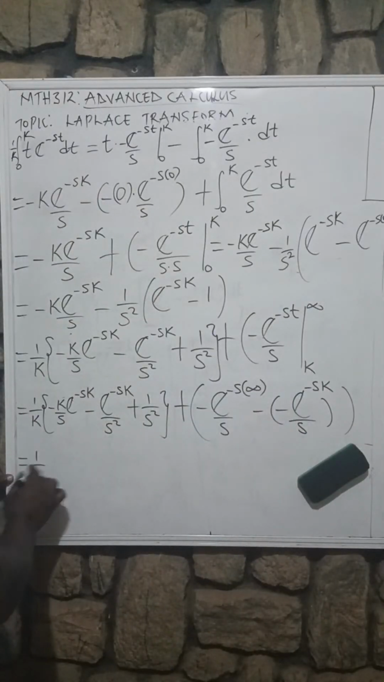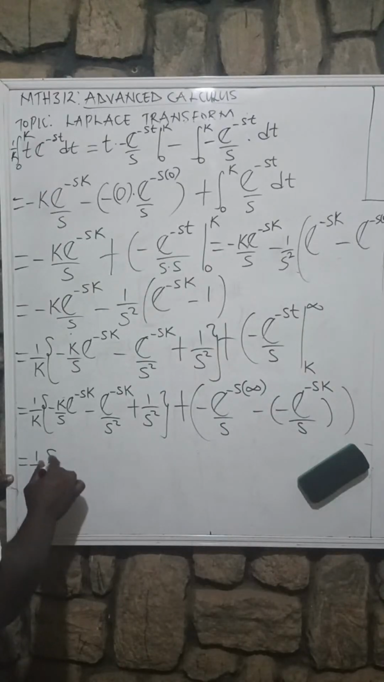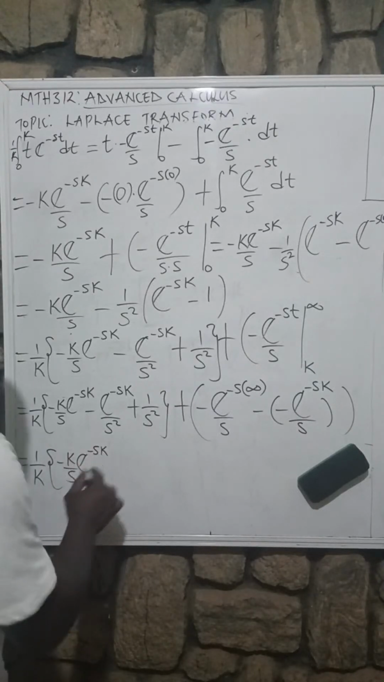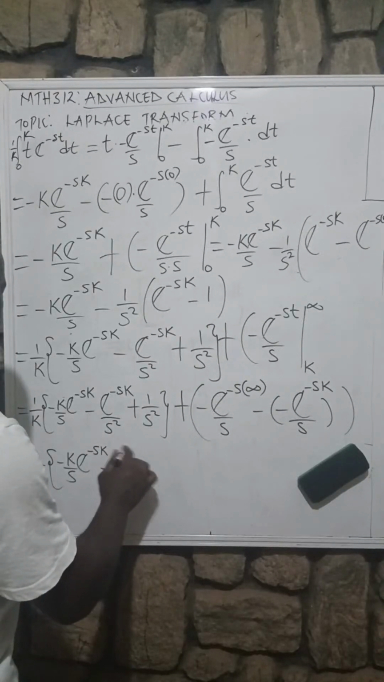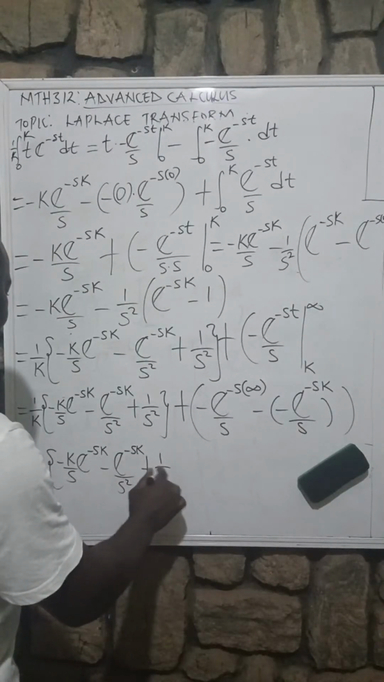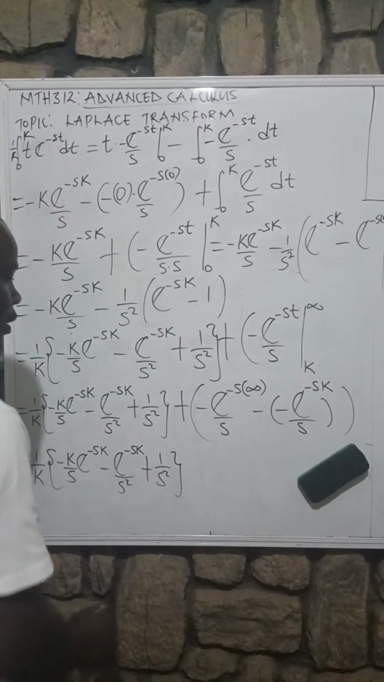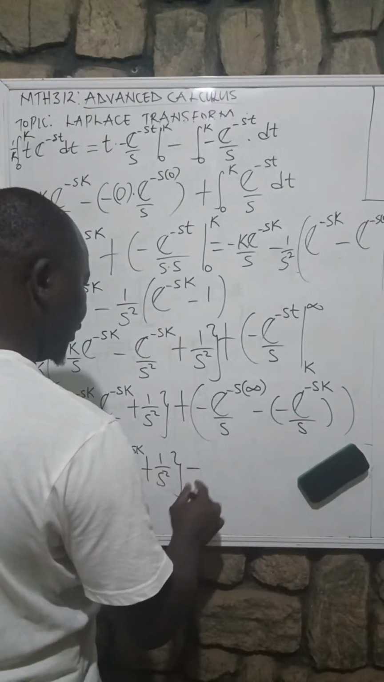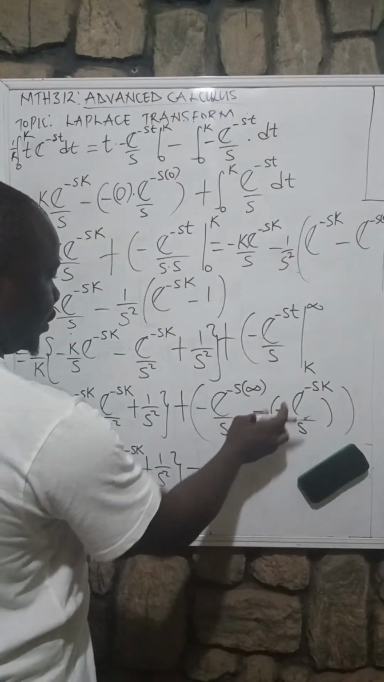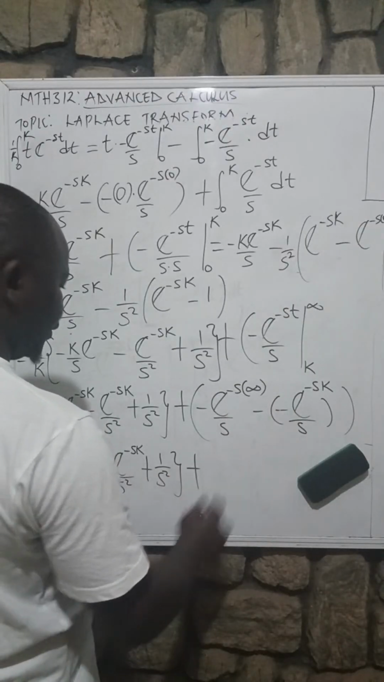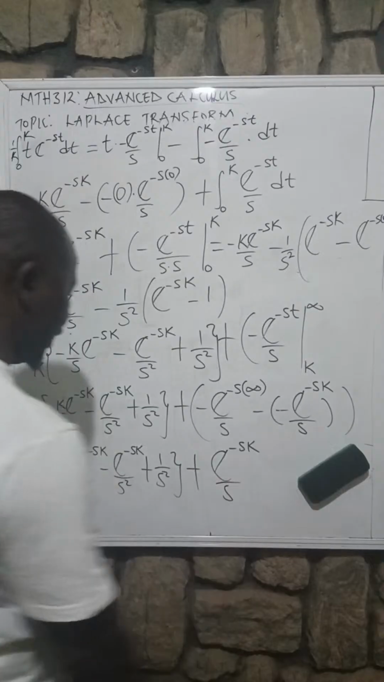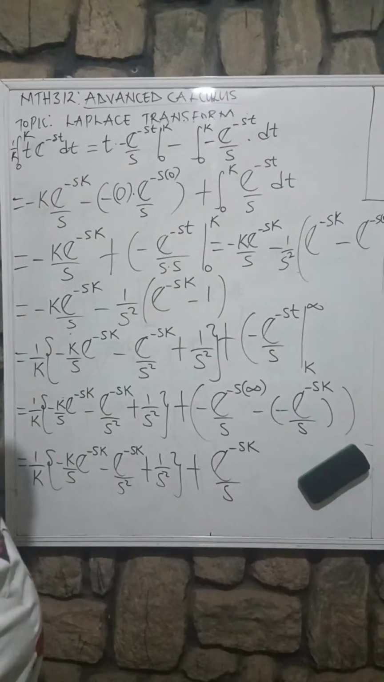So this is equals to 1 all over k, open bracket, minus k all over s, exponential minus sk, minus exponential minus sk, all over s, plus 1 all over sk, then minus times plus minus, all of this will be 0, true or false, because of this infinity. So this times this plus, here will be plus exponential minus sk all over s. Yeah, so far so good.